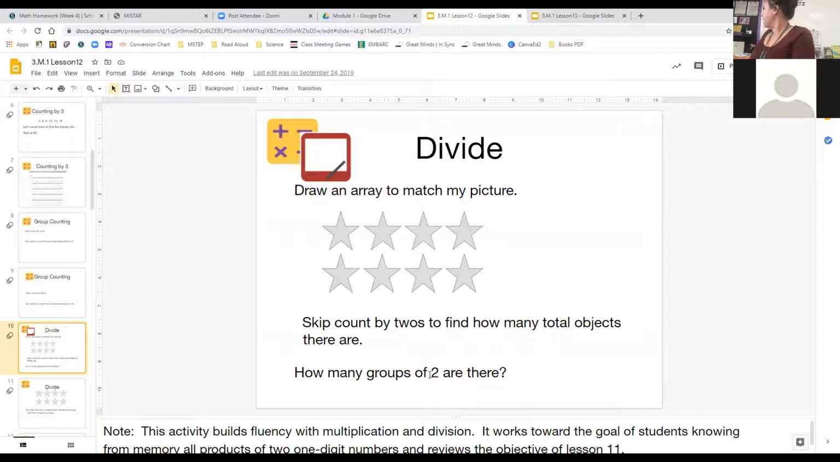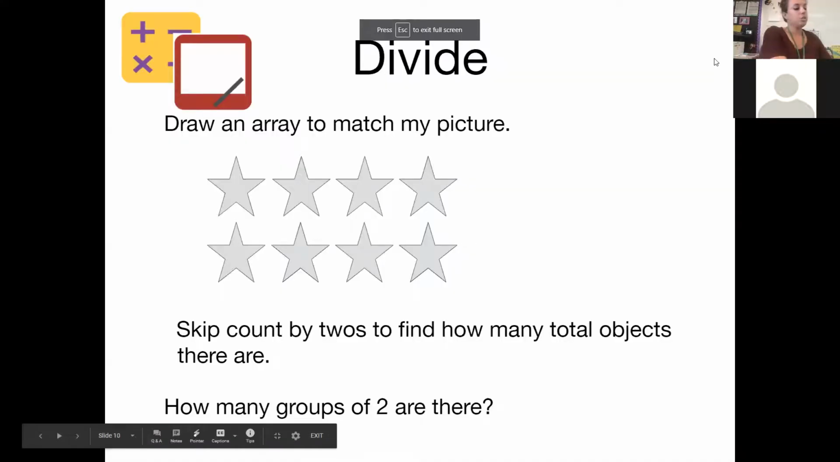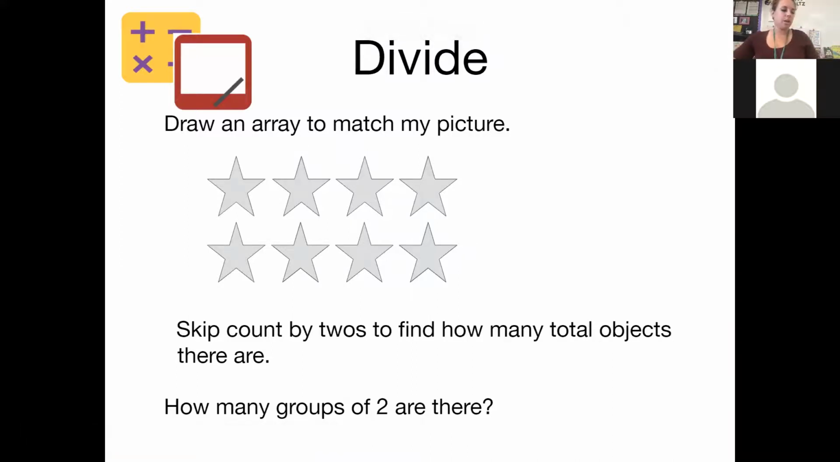I want you on your whiteboard, I want you to draw an array that matches mine. If you have a hard time drawing stars, you can draw little snowflakes, or you can draw a different shape. They don't have to be stars.